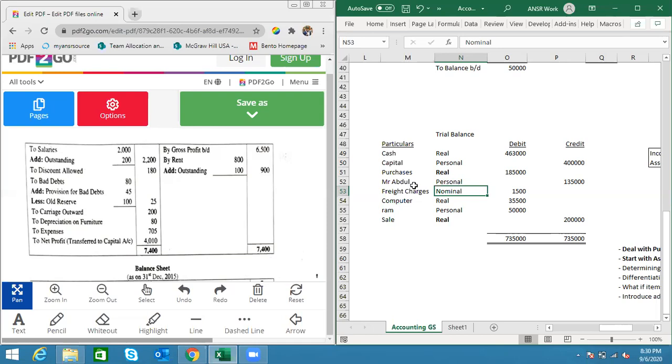Asset or liability, as I told you: if you own something, that's an asset. If you owe that to somebody, then that's a liability. Let's quickly go to capital. We have already determined just now that that's a liability because you owe that money to the owner. Let's come to Mr. Abdul.